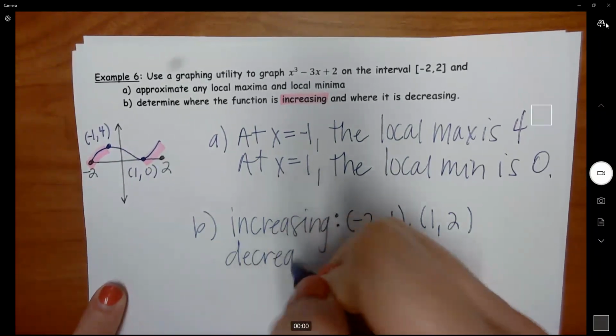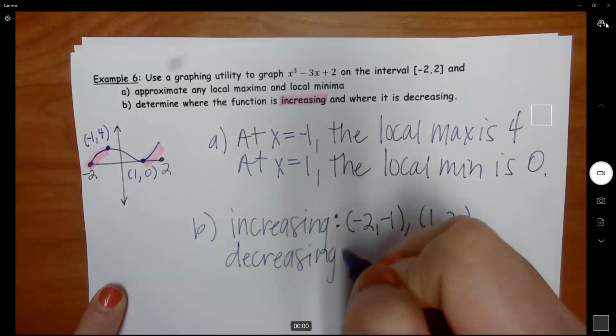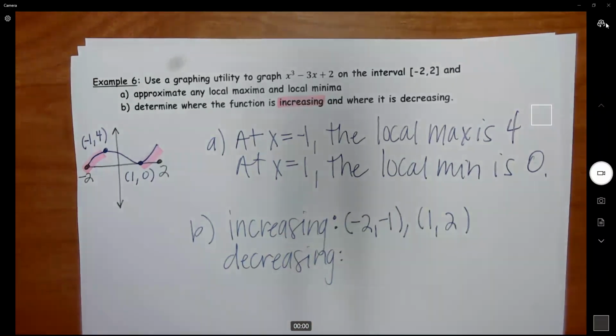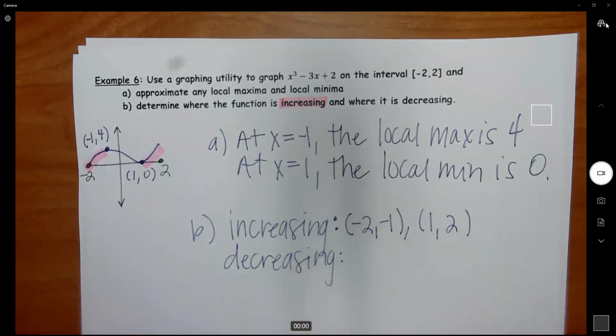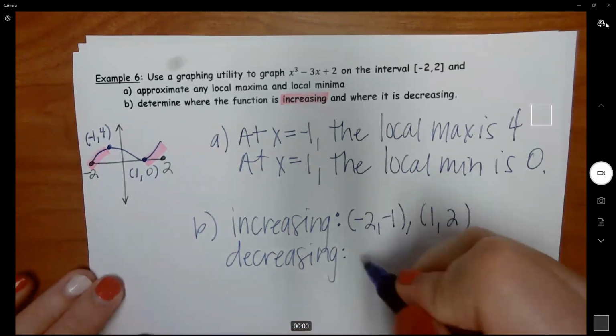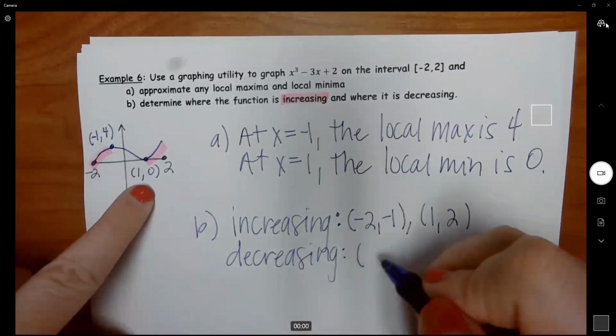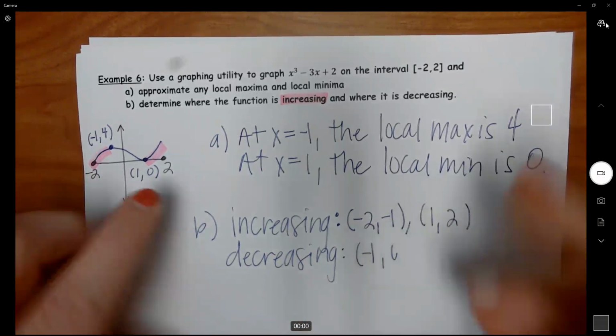So then it is decreasing everywhere in between, which is -1 to 1.